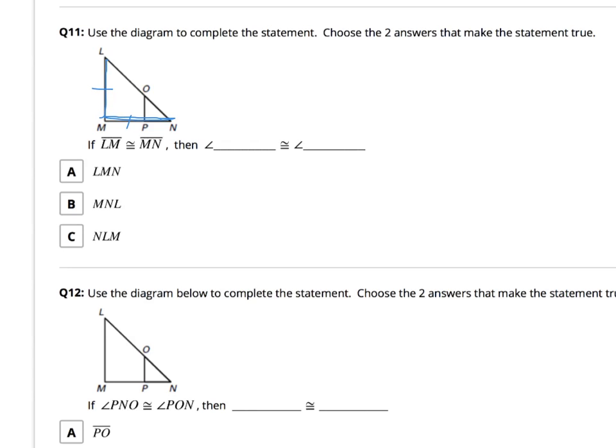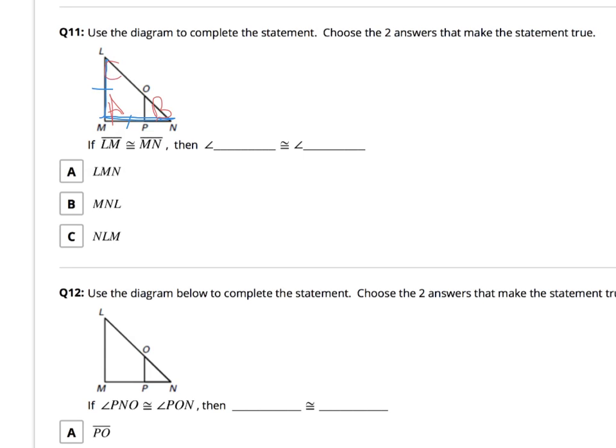So then what angles are congruent to each other? Potentially, I'm going to try to label these. Is it LMN? Is it this one? Who's congruent? Then B is MNL. So MNL goes this way here. Actually, let me label them like this. Here was choice A. Here's choice B.